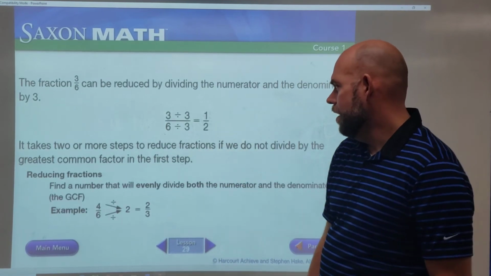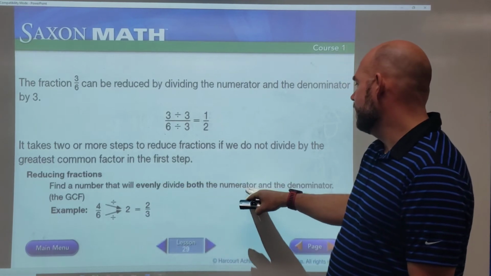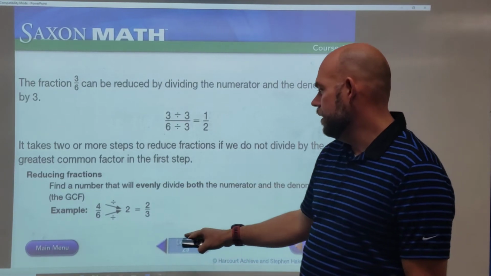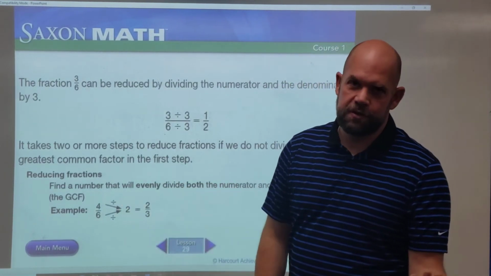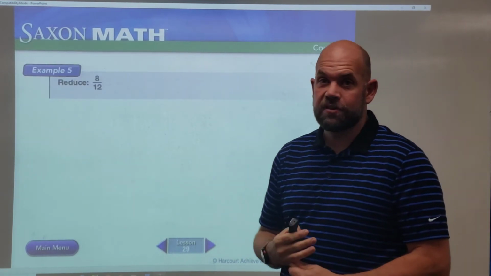Reducing fractions, we better read this. Find the number that will evenly divide both the numerator and the denominator. Even is 2, so that's what they're doing there, is simply dividing 4/6 by 2. Here we'll reduce. What's the greatest common factor?